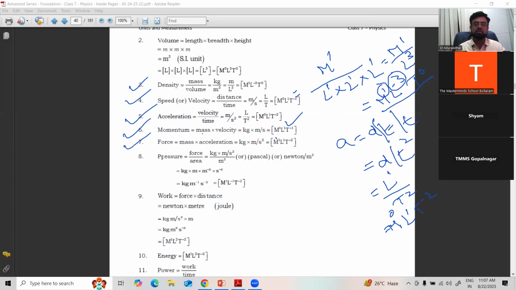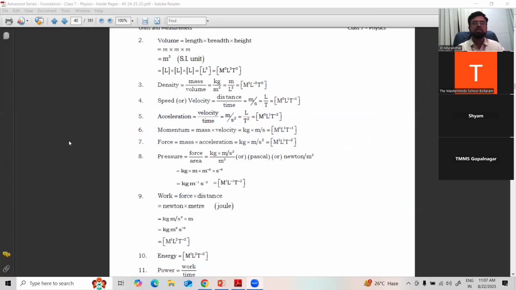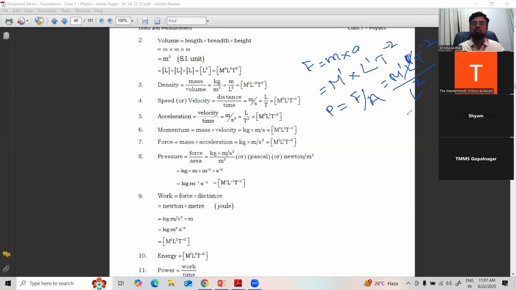Force: mass into acceleration. You know mass, so everything you can write. Any physical quantity you can mention, you can write the dimensional formula. Suppose force: force is mass into acceleration. Mass is given by M1, acceleration is given by L1 T minus 2. This is for the force. Suppose pressure: force by area. Force is already written here, M1 L1 T minus 2. Area is nothing but L square, length into breadth. So I can cancel one L, and one L will be there. That is M1, L minus 1, T minus 2 for the pressure.